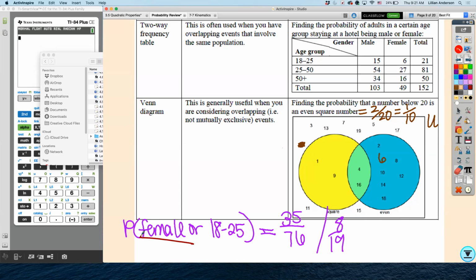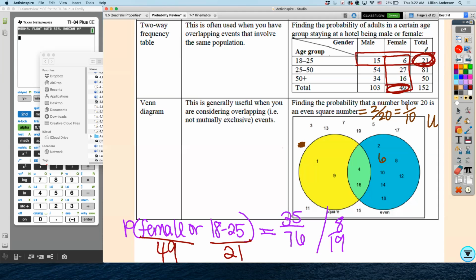How many females do you have online? Actually, somebody other than Michaela and Julia. How many females do you have? 49. You got 49 females, okay? Says it right here. How many people do you have between the age of 18 and 25? 21. You got 21 right here.